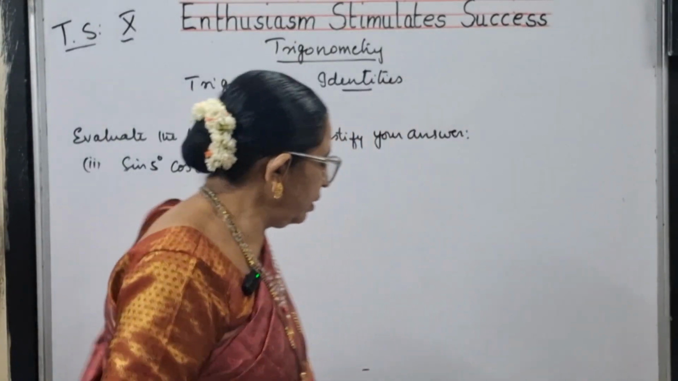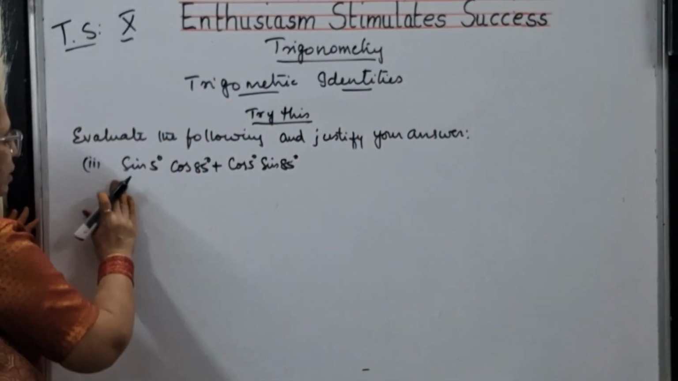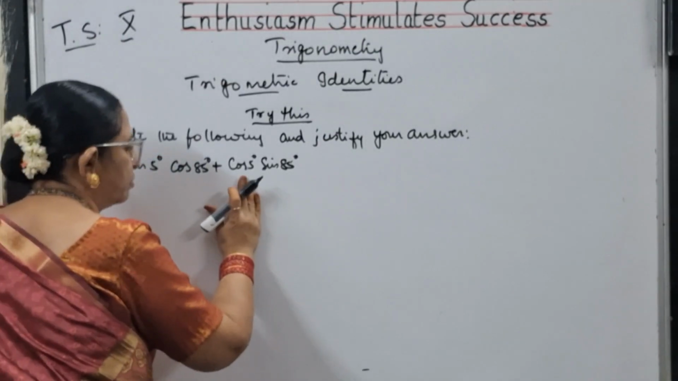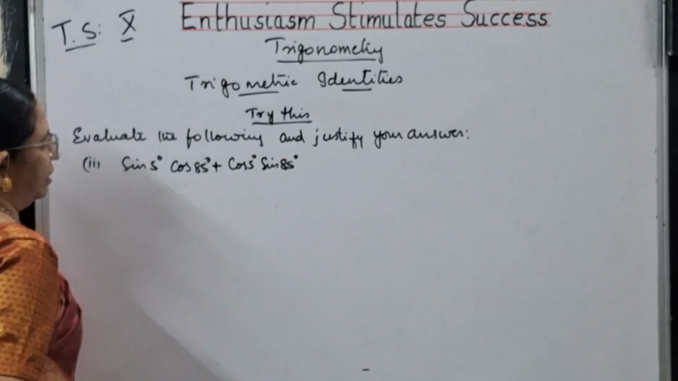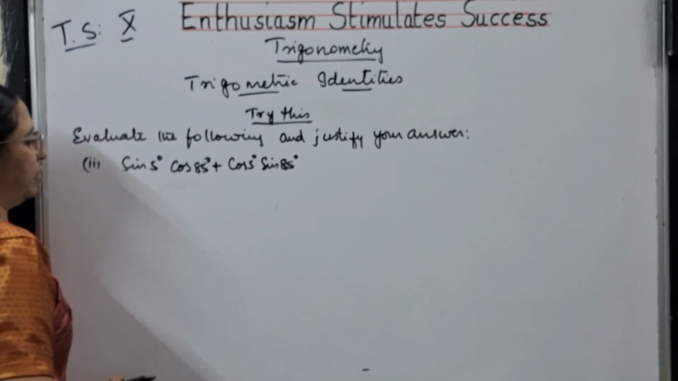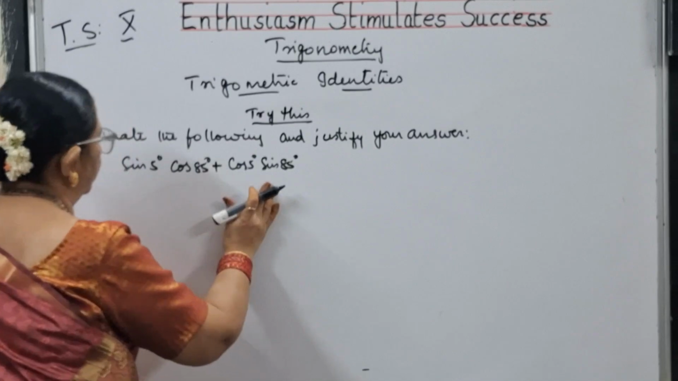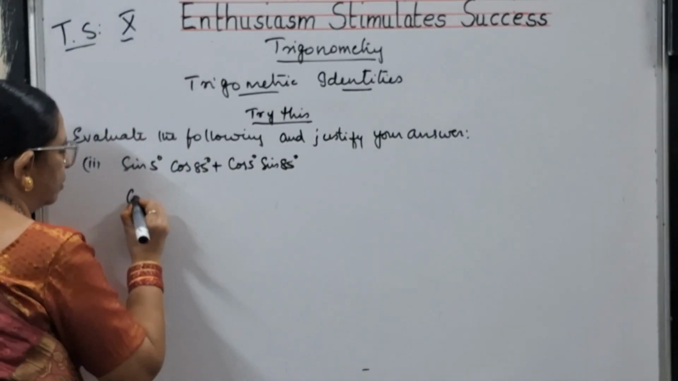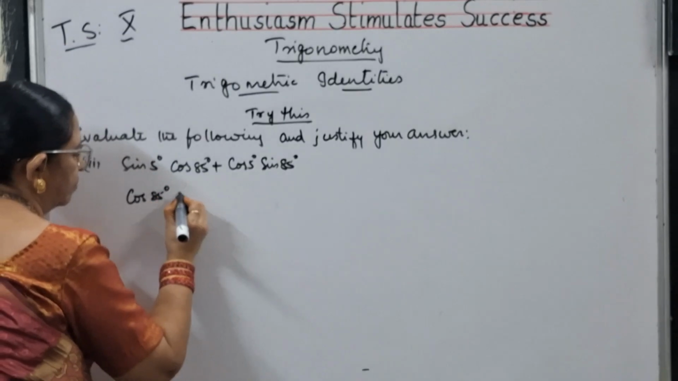The second bit, children. Sin 5 degrees into cos 85 degrees plus cos 5 degrees into sin 85 degrees. So, in these two, one should be converted into cos. In these two, one should be converted into sin. So, let me take cos 85 degrees.